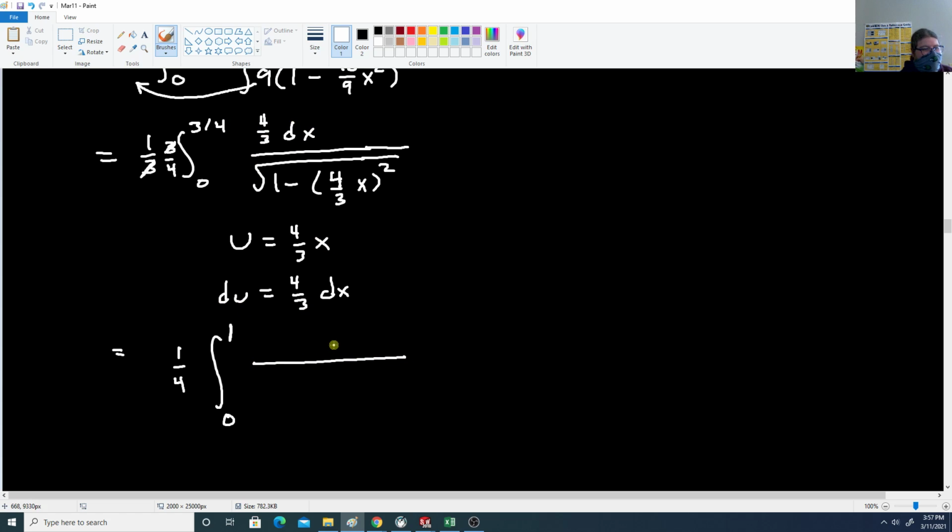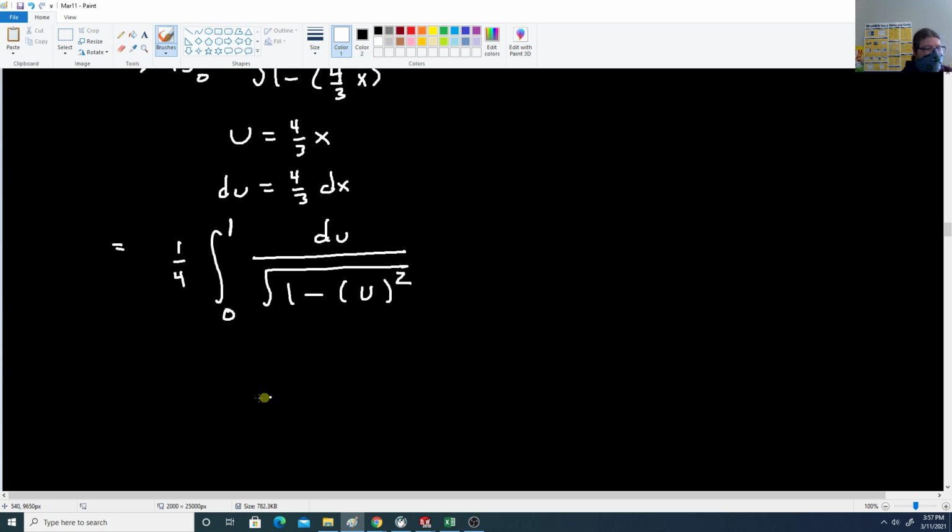4/3 dx, that's du, so the top becomes du. And then I have square root of 1 minus 4/3 x, which is just u itself, so the 4/3 x becomes u. We get it squared like that. So we have this expression here. This is now ready to be arc sine of u. So this will be still 1/4 out front. This will be arc sine of u evaluated from 0 up to 1.